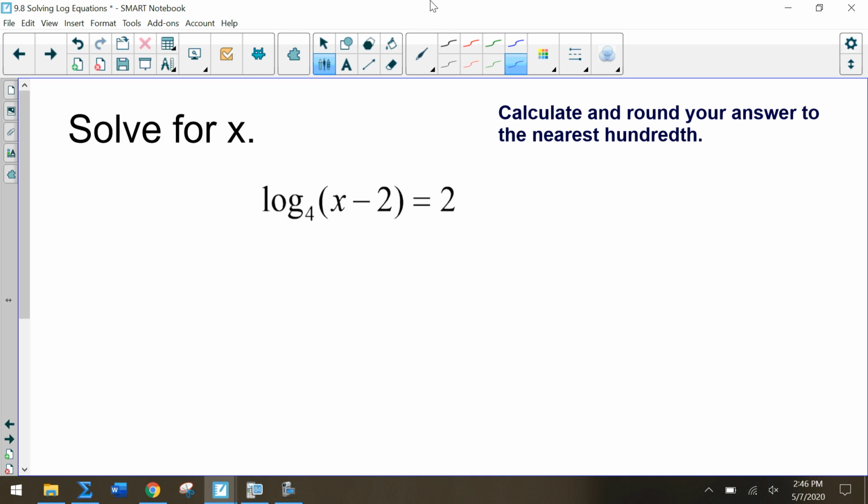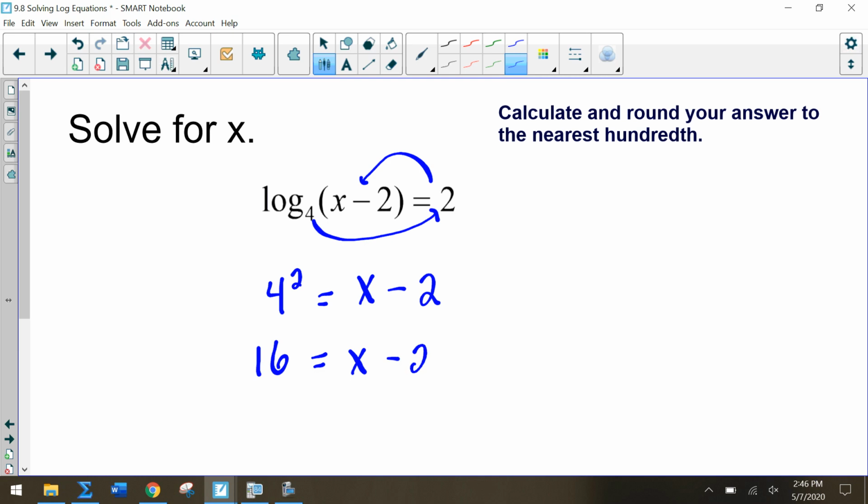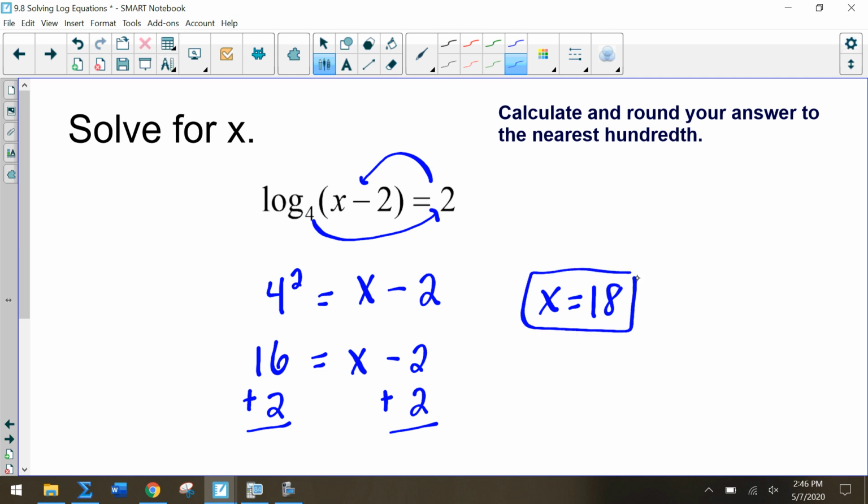So a way to get rid of that log is to rewrite it in exponential form. So I have 4 to the second power equals x minus 2. And this one I can solve without using my calculator because it's actually quite nice. So we get x equals 18.